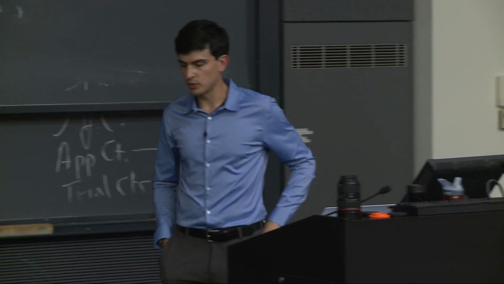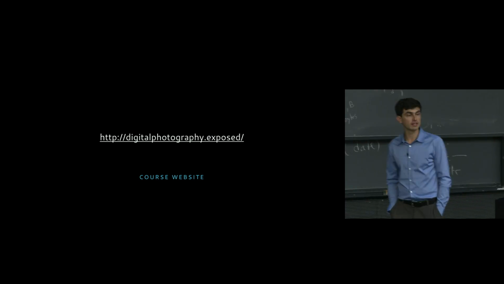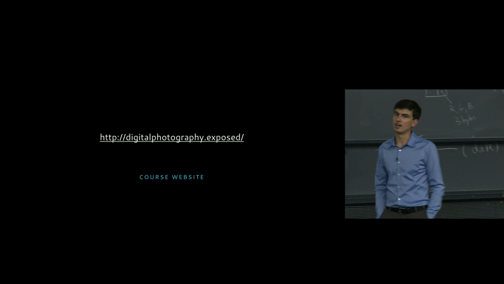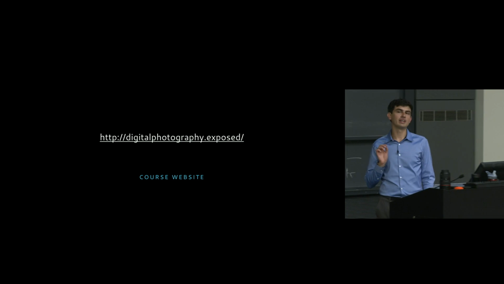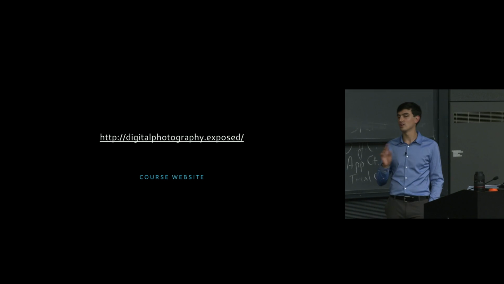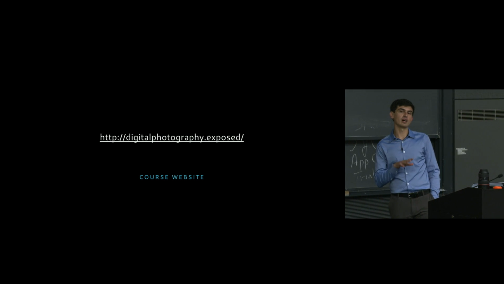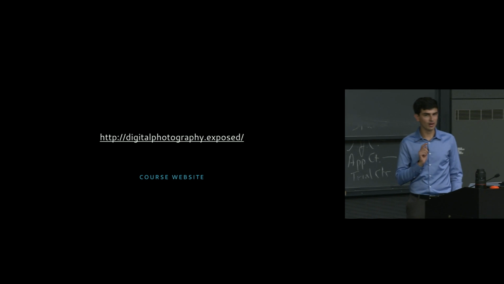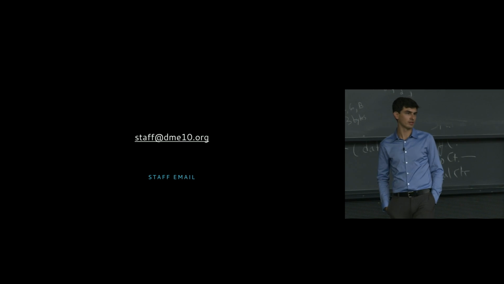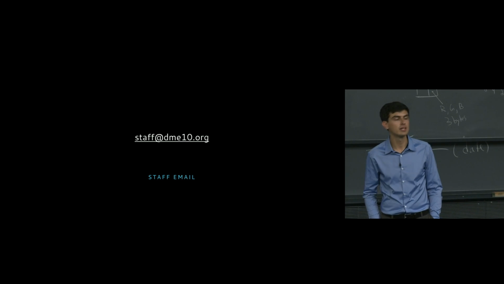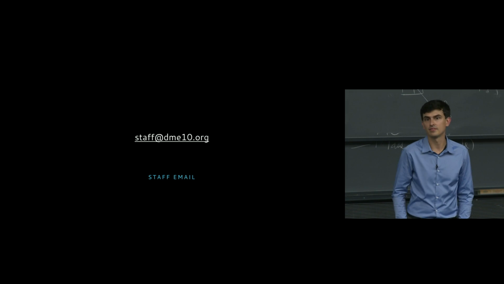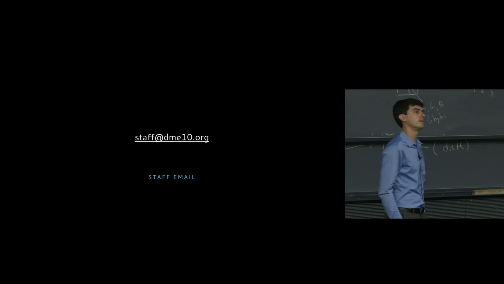Now, the course website, if you haven't seen it yet, is digitalphotography.exposed. It's sort of a clever play, obviously, on the name of the class, Exposing Digital Photography. If for some reason you have a restrictive firewall at your workplace that blocks .exposed, you can also try, though it may or may not work, dme10.org. They're synonyms for each other, but basically digitalphotography.exposed is our website. Staff@dme10.org or staff@digitalphotography.exposed is the email for the staff.